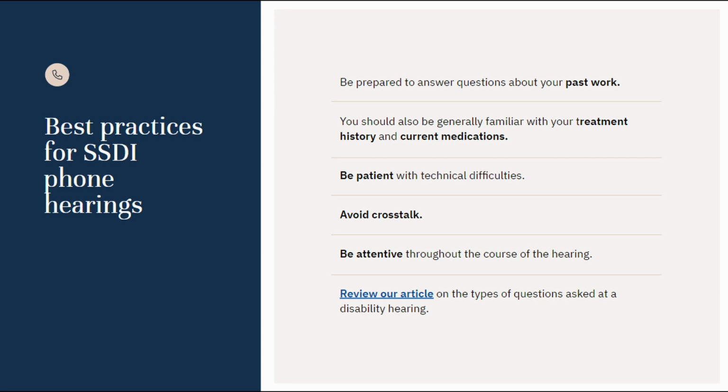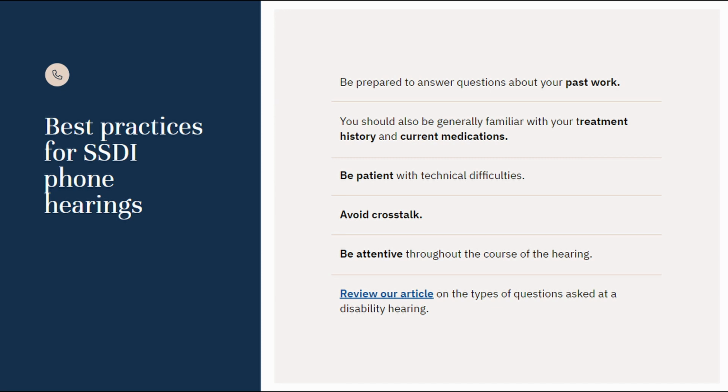During the phone and the video hearings, make sure to avoid crosstalk. So wait for the judge or the attorney to completely finish their question before you begin each response. The hearing is being recorded, so they need to make sure that there aren't any issues with the transcript. And if there are, the hearing needs to be rescheduled. So that's why you should avoid the crosstalk.